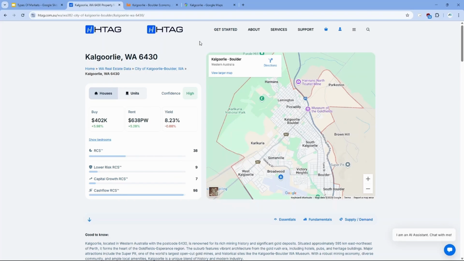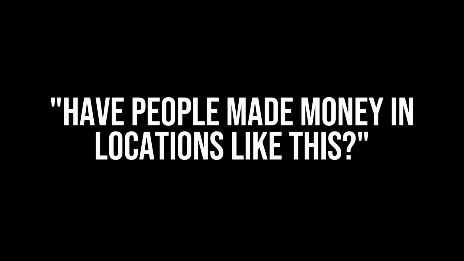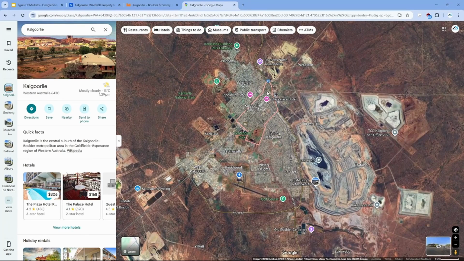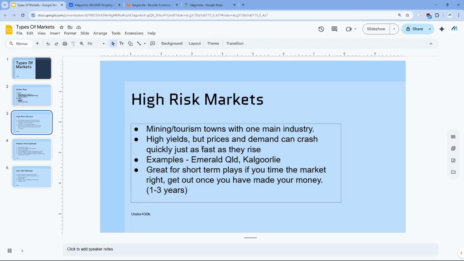Now, I want to state for a fact, have people made money in locations like this? Absolutely. If you time the market right, you play your cards right, and once you've made your money, you get out, then you can make money. But it all comes down to your own personal risk appetite. I guarantee for 90% of investors out there, you probably can't do it and you probably don't have the tenacity to do it as well. It's just pretty high risk. Hence why I consider markets like Emerald and Kalgoorlie pretty high risk.